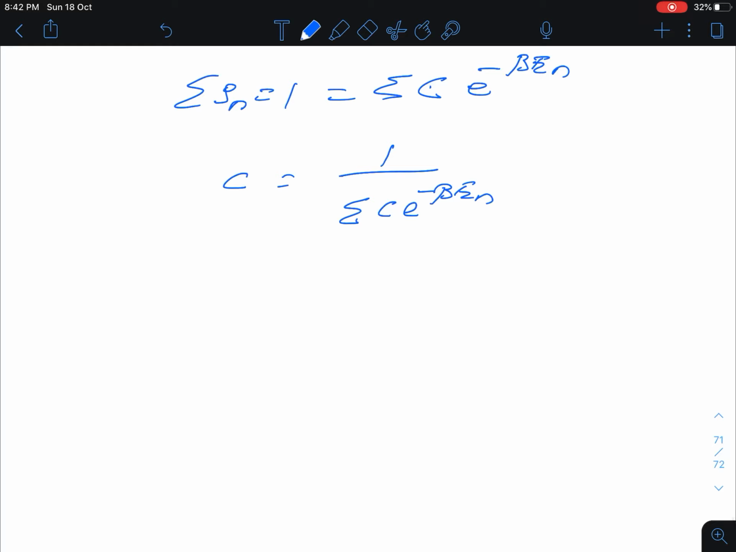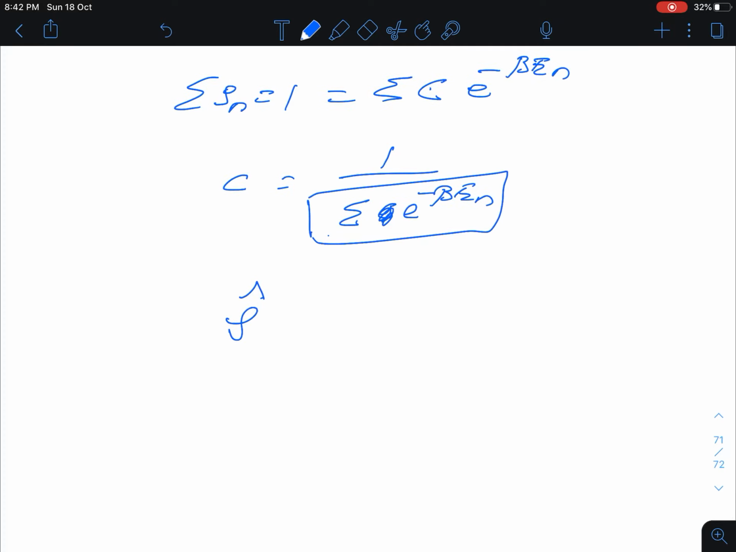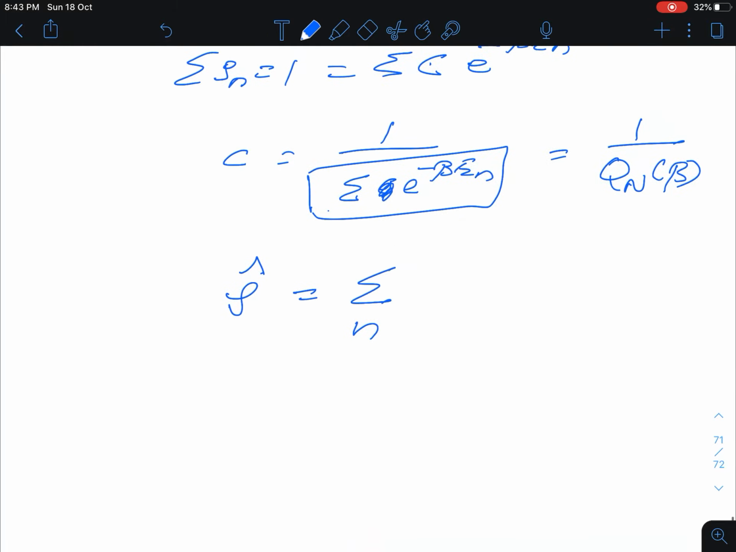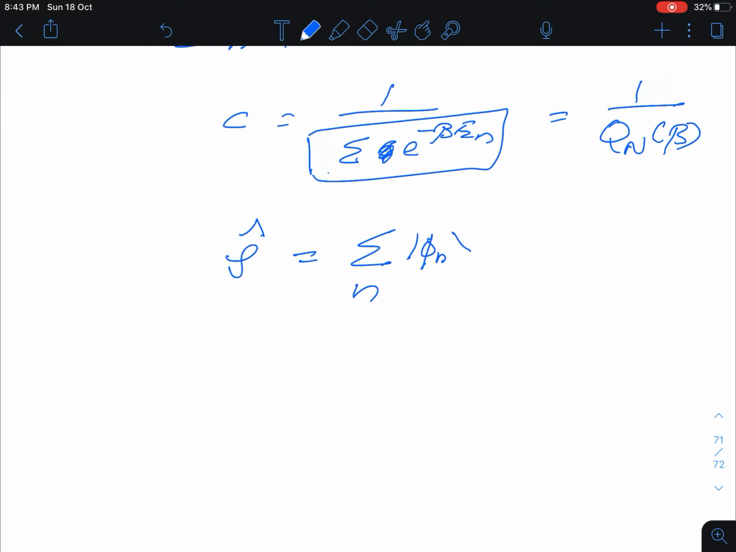So now I can write the rho operator. This quantity you are familiar with, sigma e raised to minus beta En, that we usually call Qn of beta, the partition function. So now the rho operator, rho is equal to sigma n, ket phi n, which you have studied in quantum mechanics, e raised to minus beta En divided by Qn of beta, bra phi n. Right? Good.